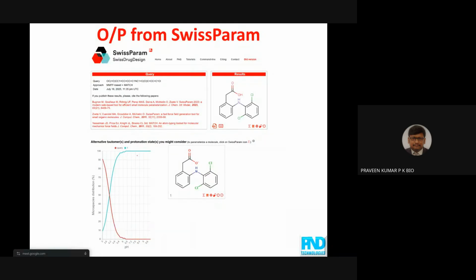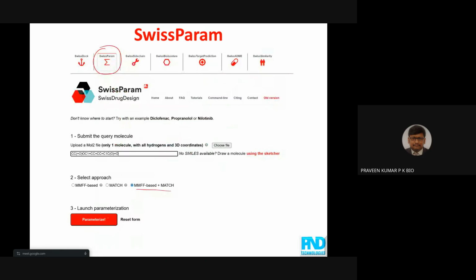So in Swiss Param, we get the query we fed and the parameters more closely related to the protonation state. That will be compared, and you will get this kind of a result. From this, you can infer the pH versus microspecies distribution. So the percentage of microspecies distribution versus pH can be determined from this. So this is how to use Swiss Param.